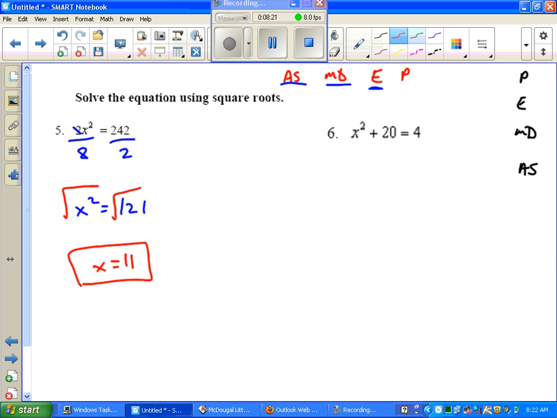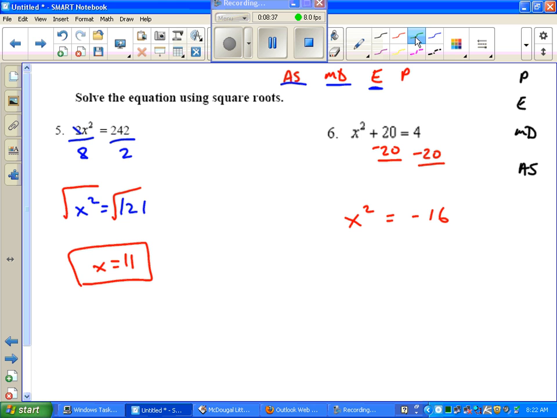Number 6, x squared plus 20 equals 4. Get rid of plus 20. Again, you want to do addition and subtraction first, so subtract 20. Do the same thing to the other side, and you have x squared equals negative 16. Watch what's going to happen with this one. Notice we came to a negative number.